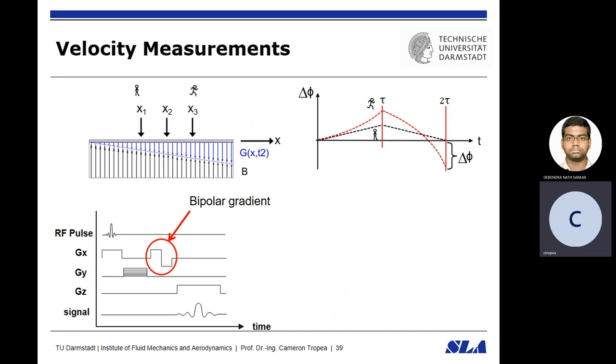And now it's a very simple thing. Instead of putting one gradient in one direction, you put three gradients in three directions. Then you get all three components of the velocity in time. Okay, and this is the basics.